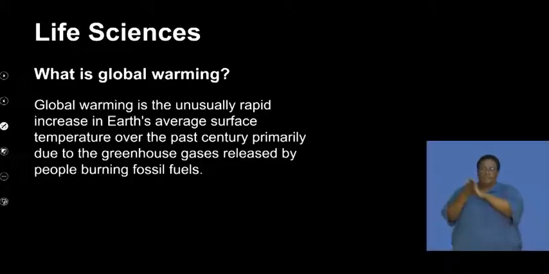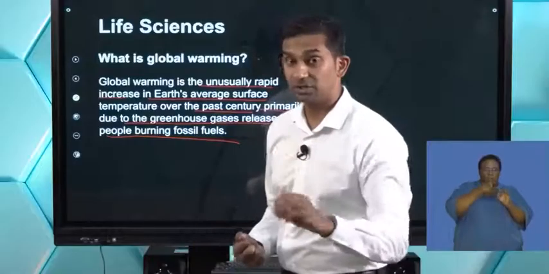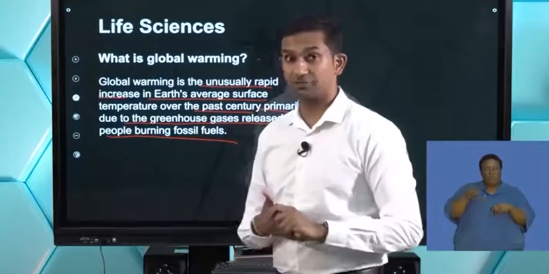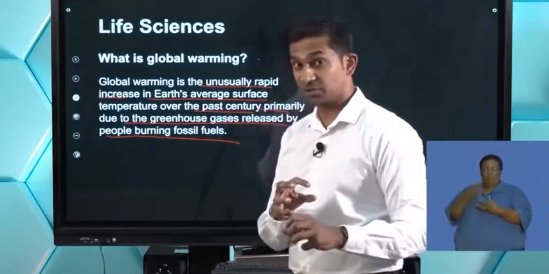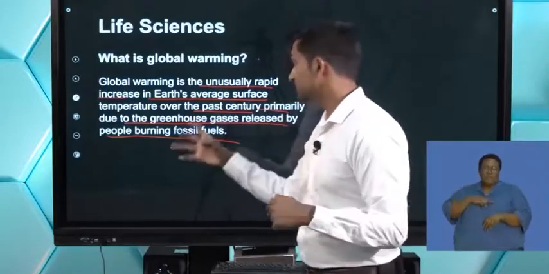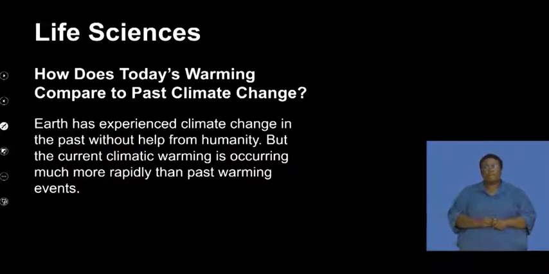Okay, so global warming is the unusual rapid increase in the Earth's average surface temperature over the past century, primarily due to the increased greenhouse gases released by people burning fossil fuels. As I said, humans are a significant contributor to this phenomenon of global warming, and it all boils down to the impact that we have because of our activities such as the use of fossil fuels. Okay. How does today's warming compare to past climate change?